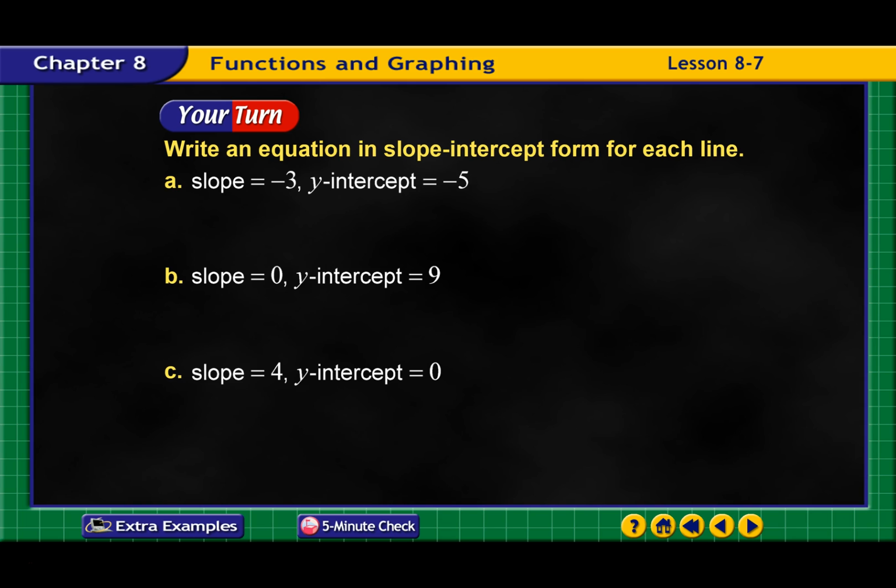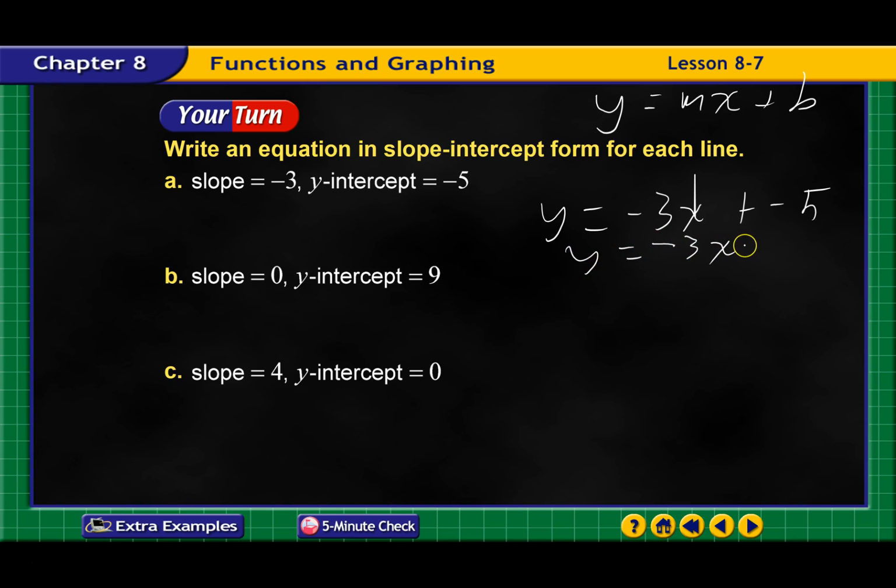All right, so I'm just going to write my big one up here. Y equals mx plus b. So I have my formula. So y equals slope of -3x plus -5. So then that would simplify to y equals -3x minus 5. So that should be the first one.